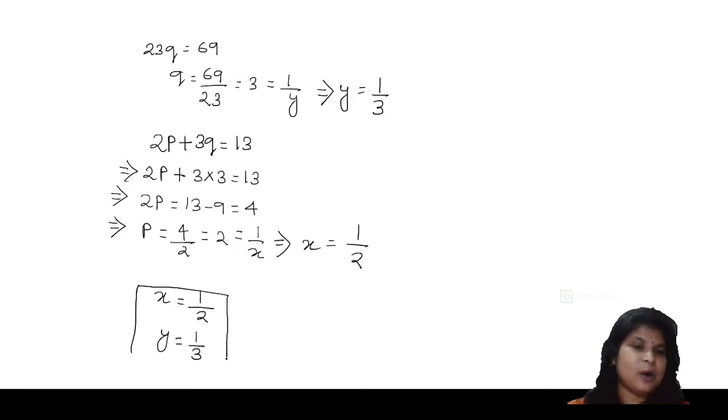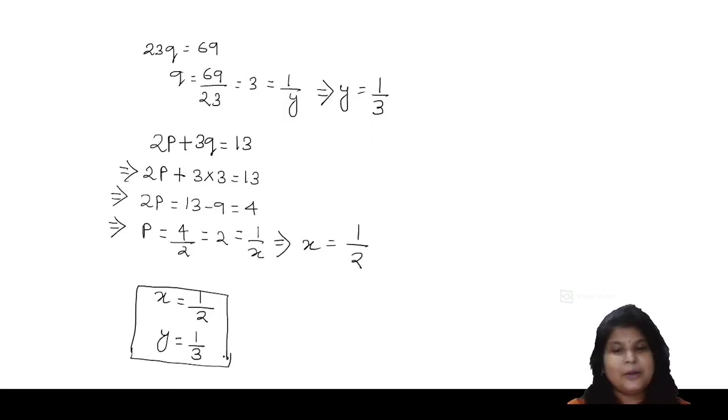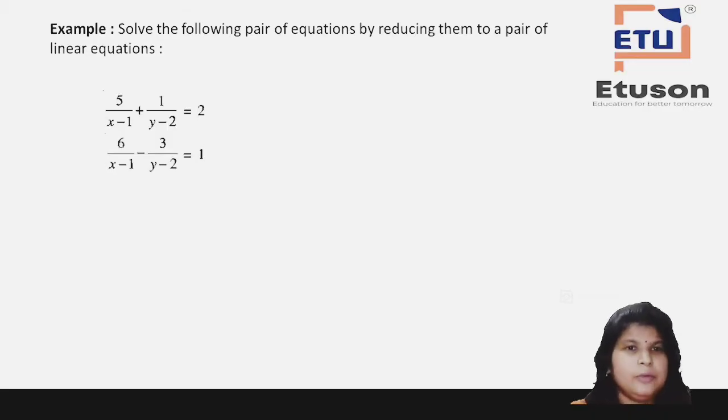So, this is how, by bringing it to a reducible form, you can solve it in the easiest method. Correct or not, children? Hope you have understood this problem. Now, let us take one more example. Solve the following pair of equations by reducing them to a pair of linear equations.